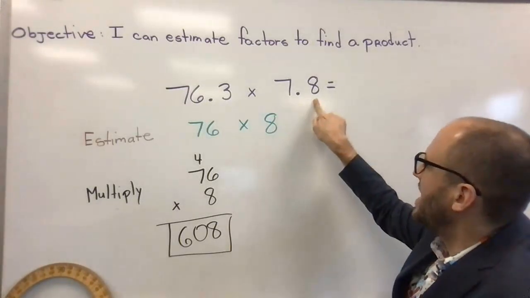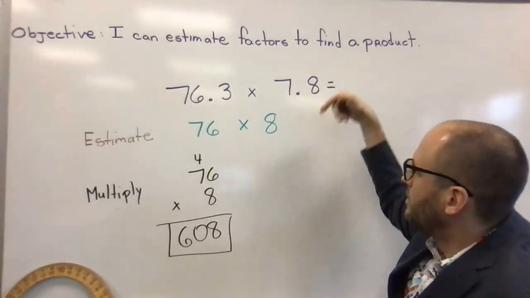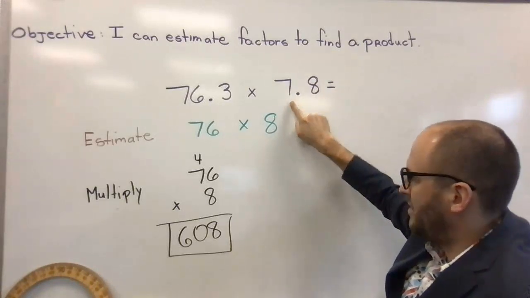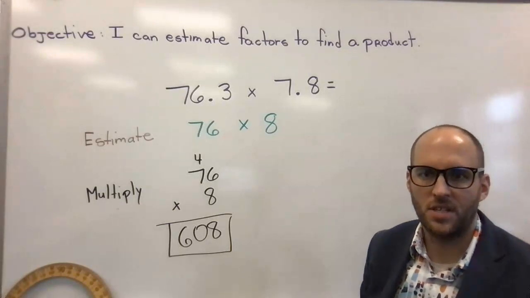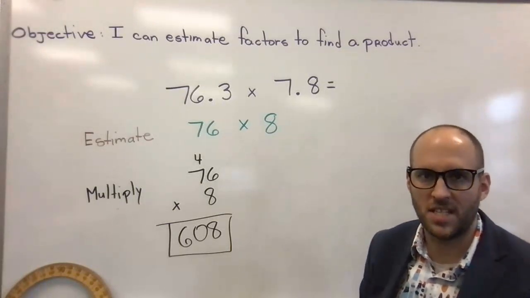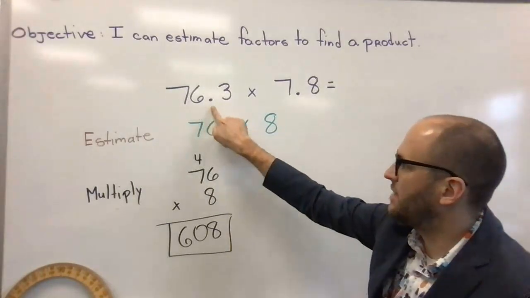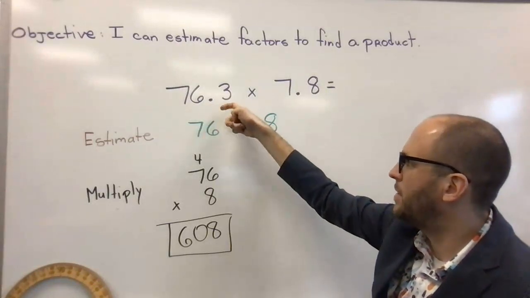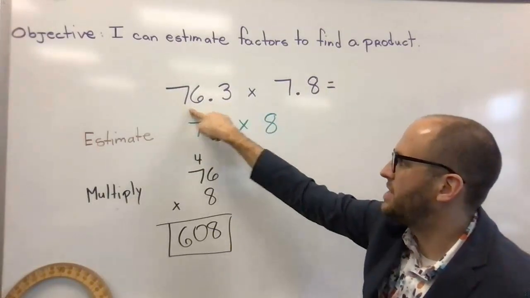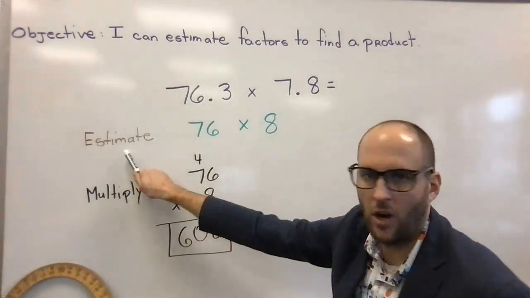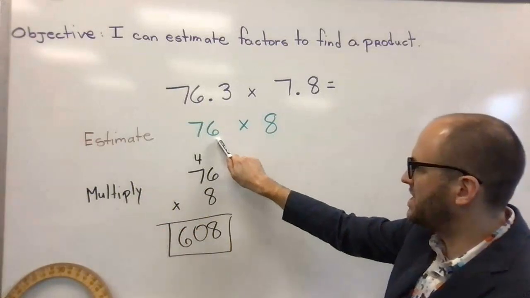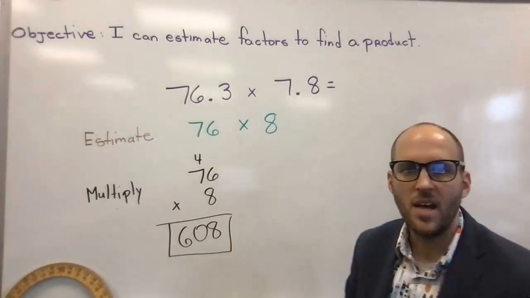So 7 and 8/10, 8 rounds up, so the 7 becomes an 8. Remember, 5, 6, 7, 8, and 9 are our numbers that round up. 0, 1, 2, 3, 4 are our numbers that stay the same. In 76 and 3/10, this 3 tells us to keep the number the same, which means 76 stays the same, which is why we have 76. So our estimate for these two numbers will be 76 times 8.